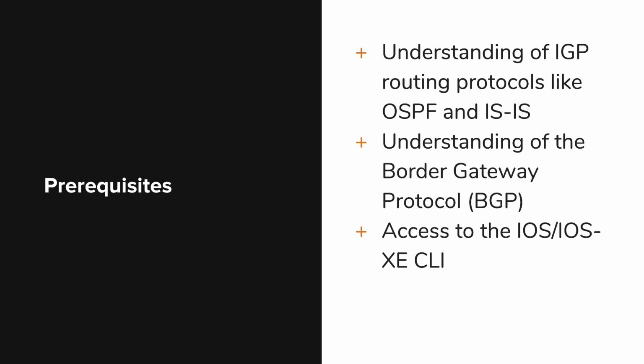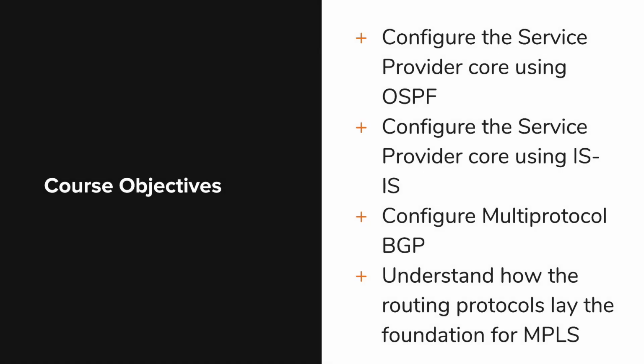Now, we have a number of learning objectives in this course. First and foremost, it's going to be about configuring the service provider core when using OSPF. Then we're going to configure the service provider core using IS-IS. Then we're going to be configuring multi-protocol BGP. And one of the objectives is to understand how the IGPs and BGP play critical roles as routing protocols in the foundation of MPLS.